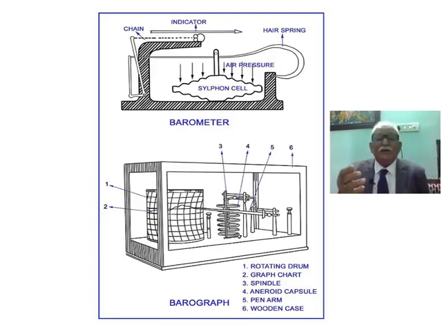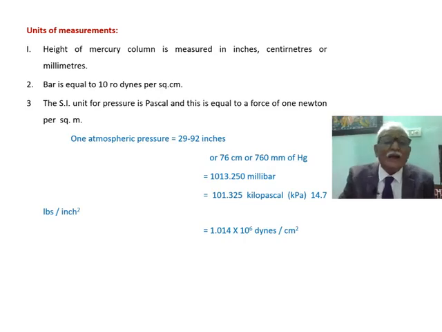Now this is how a barometer cell is there, one cell is there. Here a number of cells are there. So expansion or contraction is conveyed to the magnifying system and a rotating drum is there. Now, units of measurement, I told several times: pressure units, centimeters, millimeters, bars, millibars, everything.